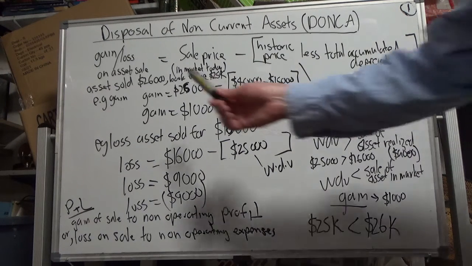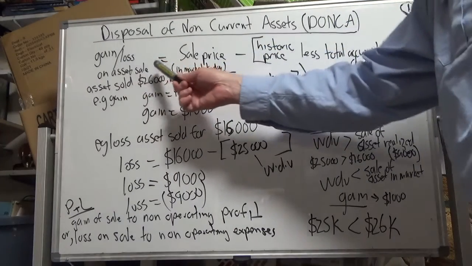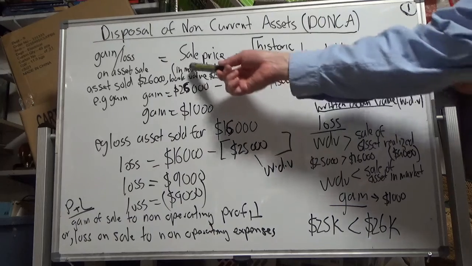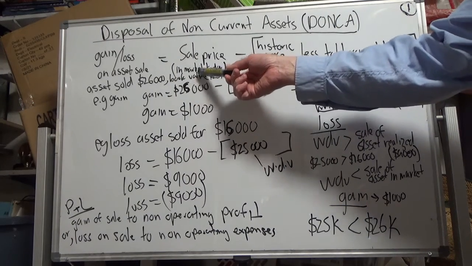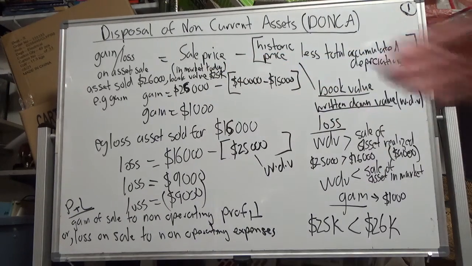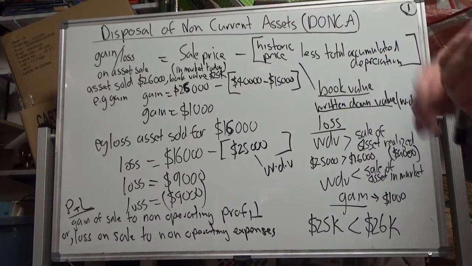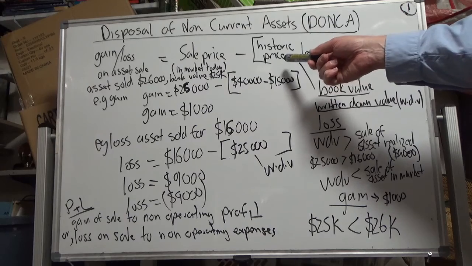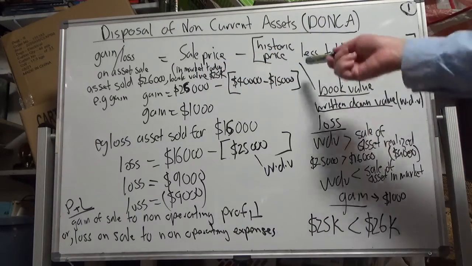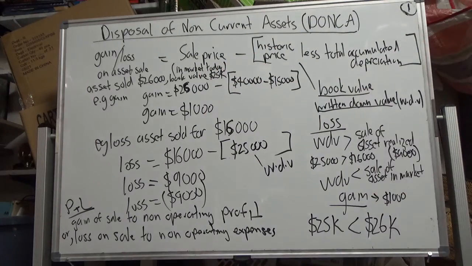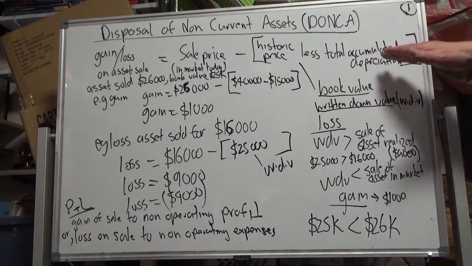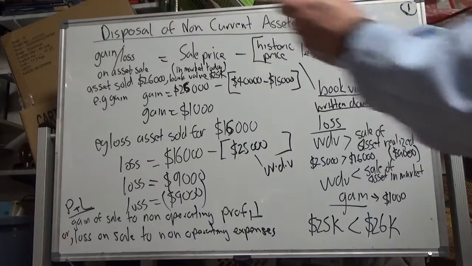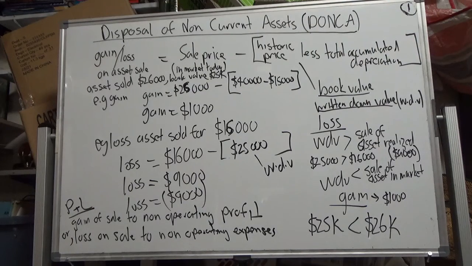So this is the formula. For a gain or a loss, it's equal to the sale price of the asset today in the market, whatever price they got for it in the used market, minus the historic price of the asset, what you paid for it originally back at the start of the timeline, less total accumulated depreciation. And total accumulated depreciation is adding up all the depreciation schedule of all the periods, all the years along the way to the date of the sale.